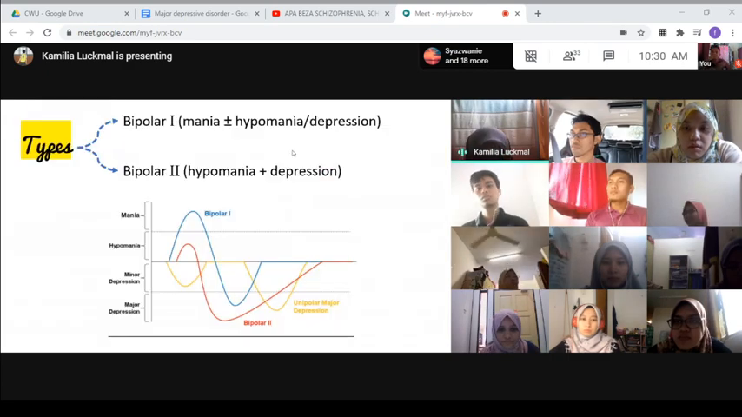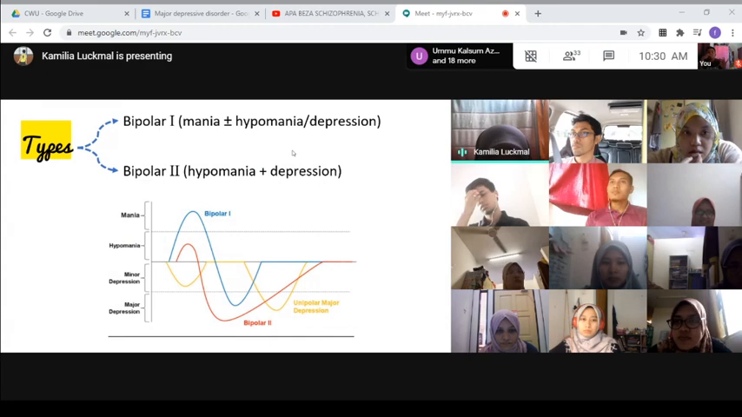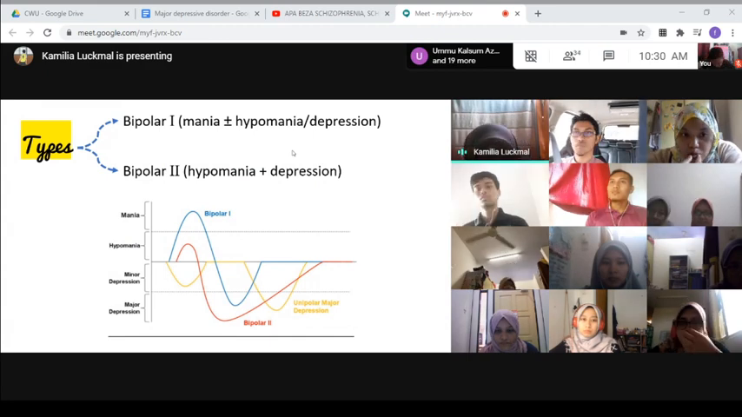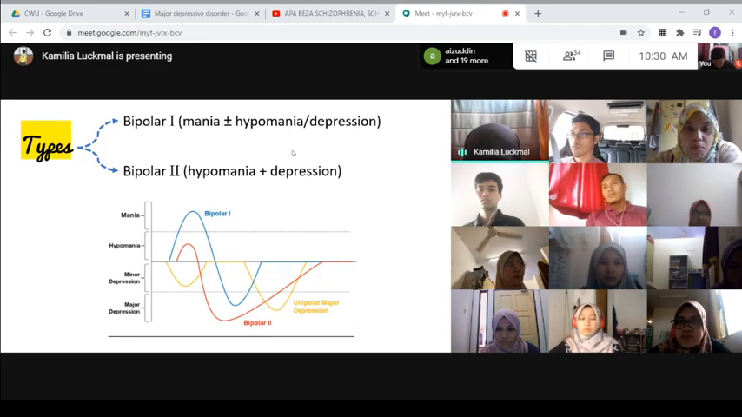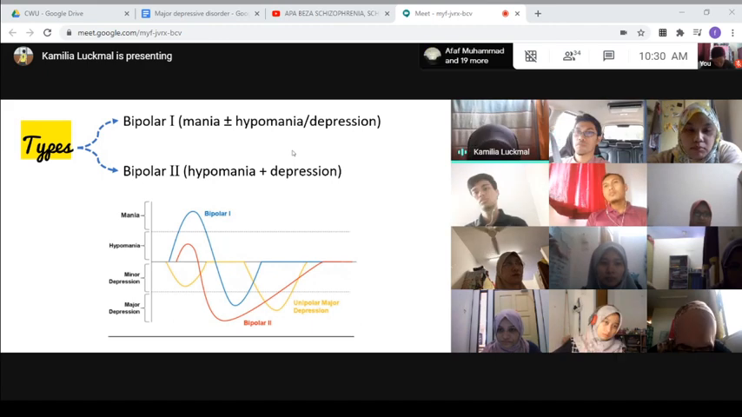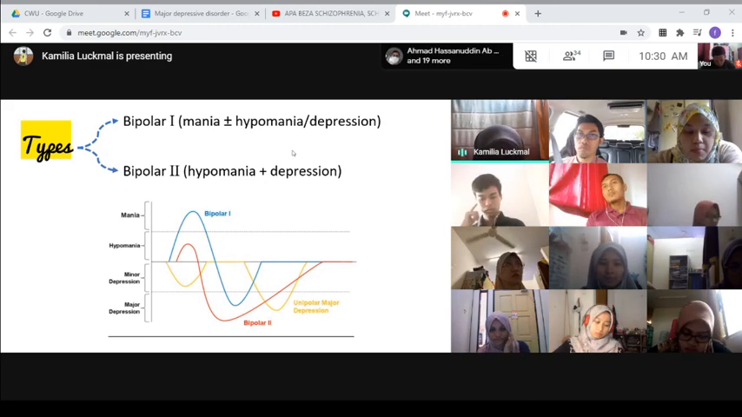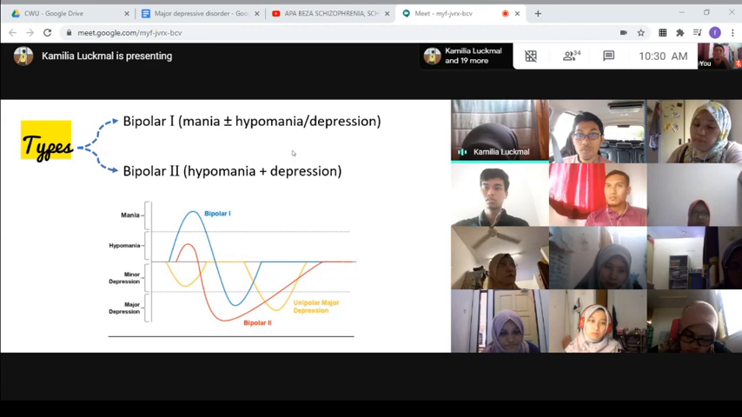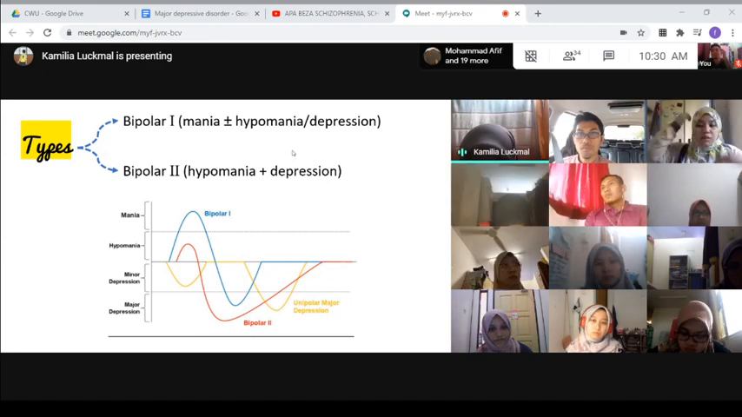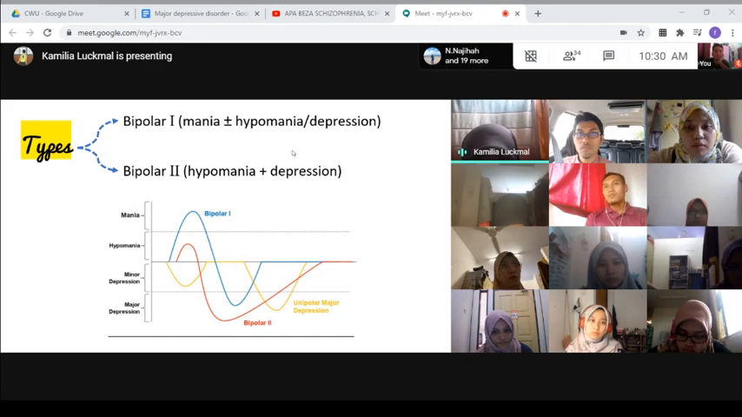Okay, the two types that I will talk about are bipolar 1 and bipolar 2 disorder, whereby in bipolar 1, the individual must meet the criteria of manic episodes which may have been preceded or followed by hypomanic or major depressive episodes. While for bipolar 2 disorder, the patient must meet criteria of hypomania plus major depressive episode. Mania and hypomania are generally viewed as happy and euphoric states. However, certain individuals may have irritable or dysphoric highs, whereby the individual will feel easily annoyed and easily provoked to anger.